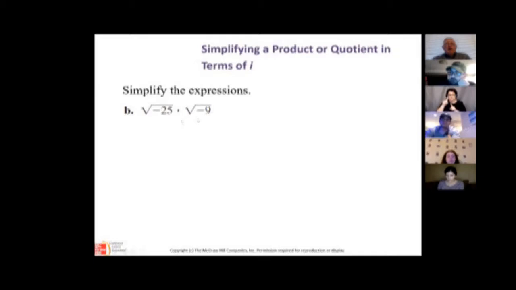Here we have the product of two radicals. This gives us an i, that gives us an i, a 5, and a 3. So this simplifies to 5i times 3i, which gives us 15i squared. But by definition, the definition of i squared is -1, so we have to replace that. And our final answer then is -15.